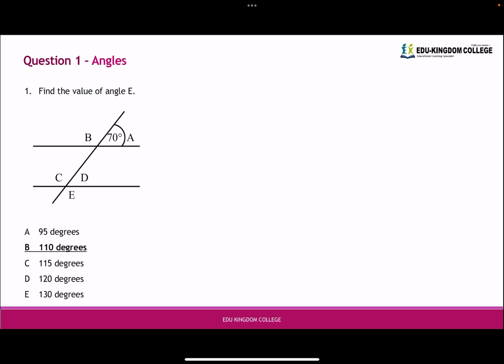Now let's get started. So find the value of angle E. So A is equal to D, so this is going to be 70 degrees as well. Now angles on a straight line equal 180. So this plus 70 should be 180, which means that E has to be 110 degrees.